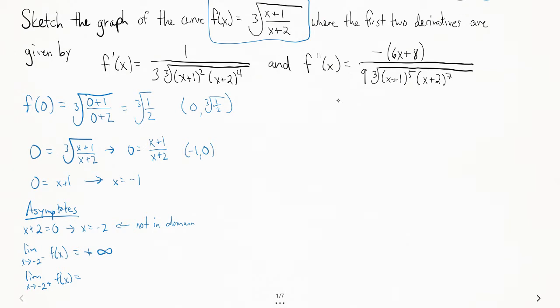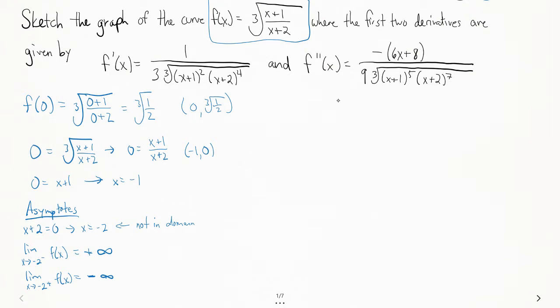On the other hand, when we approach -2 from the right, notice the top is still negative, but the bottom, like -1.9 would be an example. If you go -1.9 plus 2, that's positive 0.1 in this case. So negative divided by positive will make a negative infinity. So we have that for our vertical asymptote, right?